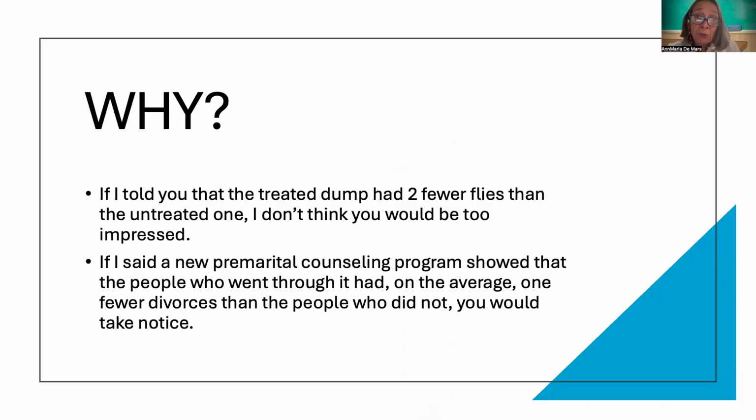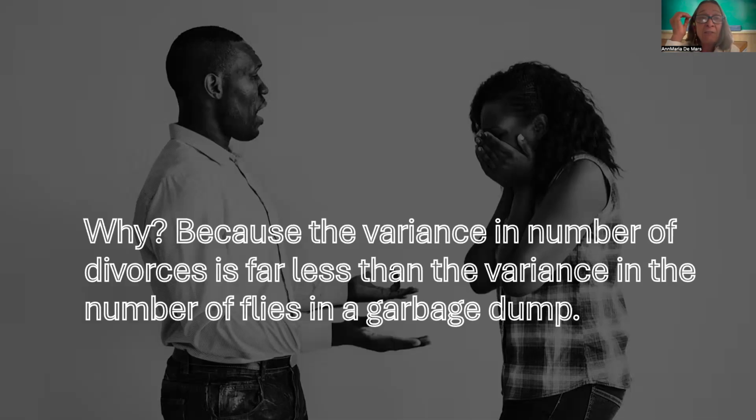If I told you that the treated dump had two fewer flies than the untreated one, I don't think you would be too impressed. But if I said that there's a new premarital counseling program and it showed that the people who went through it had on the average one fewer divorces than the people who did not, you would take notice. Now, why is that? Because in one place there's two fewer flies, and in another example, there's only one fewer divorces. And why is it? Because the variance in the number of divorces is far less than the variance in the number of flies in a garbage dump.